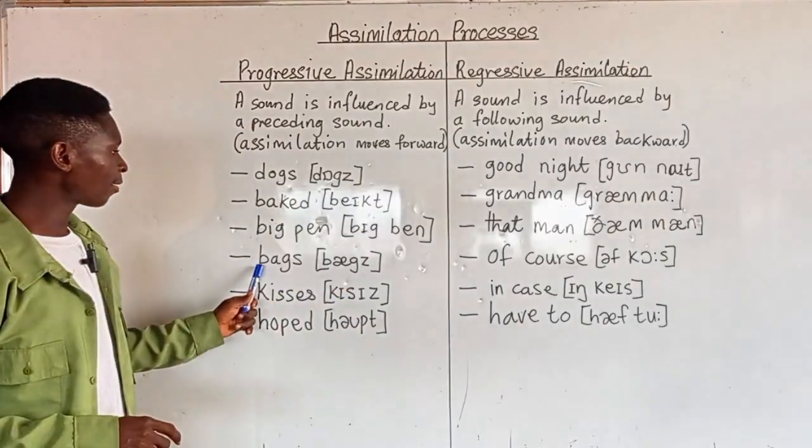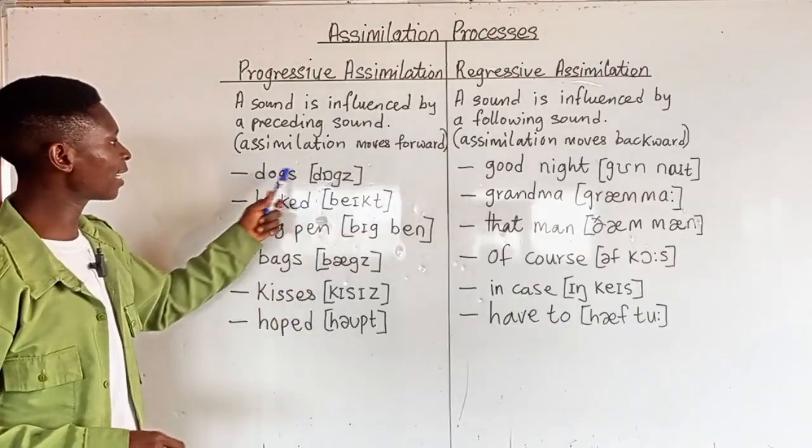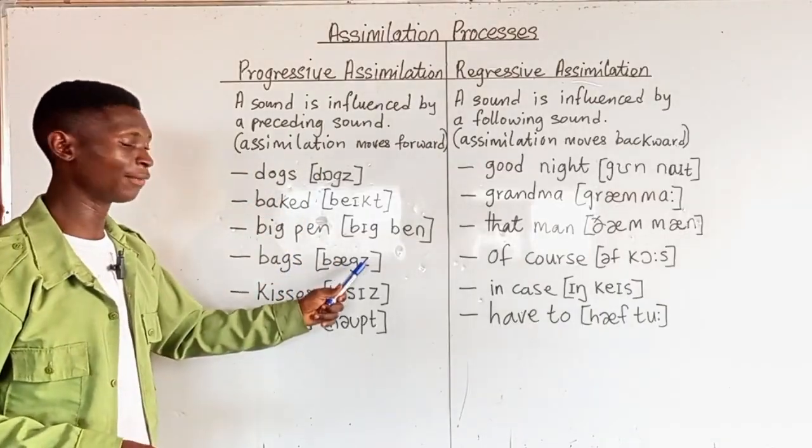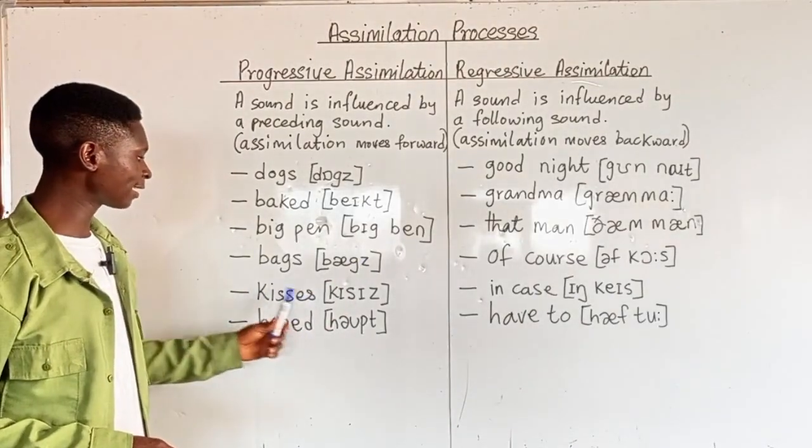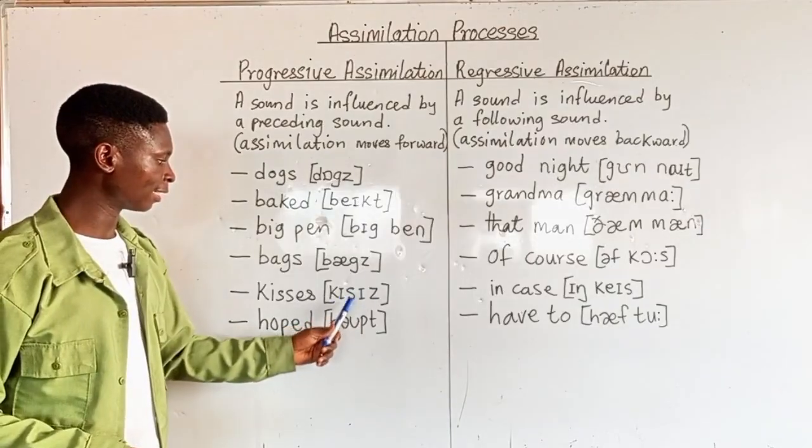Again, we have bags, the same case as this one. After g, we have z. You have kisses, sees.